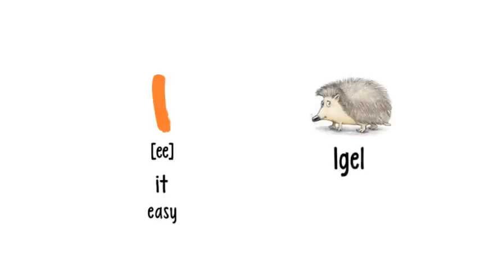The next letter is I. I, which is pronounced like in the short form, it. In the longer version, it's pronounced like the E in the word easy. The German word with the letter I is Igel. Igel, which means hedgehog.